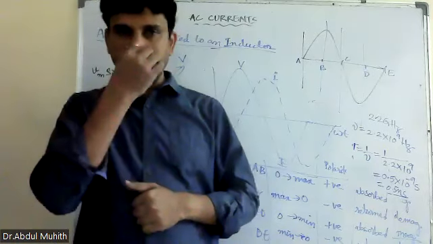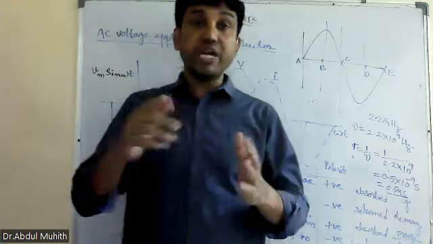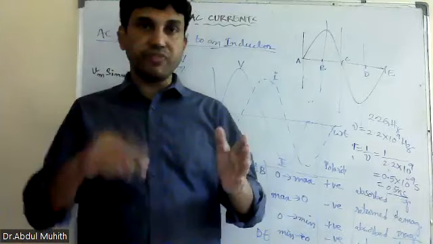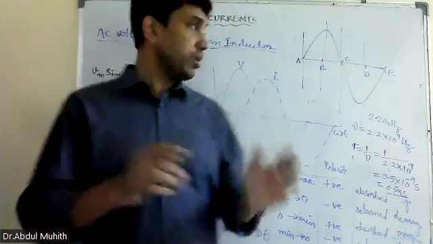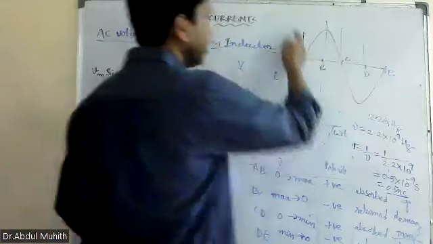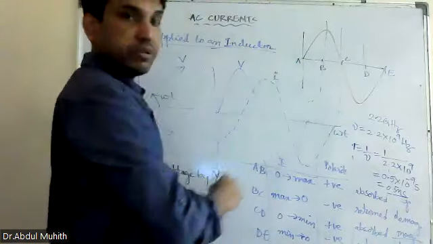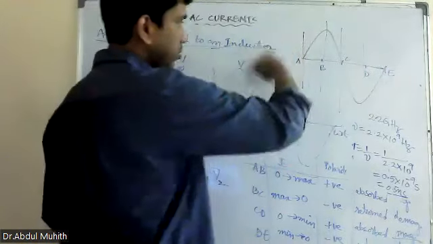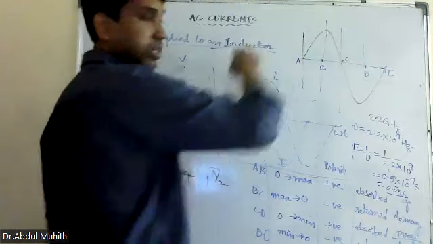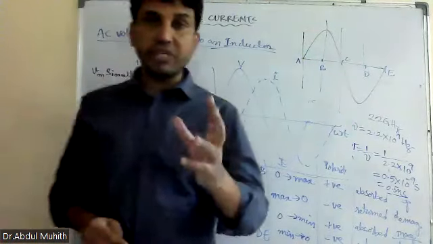Anyone? What is a phasor diagram? Representation of a wave on a circle. Representation of a wave on a circle is known as a phasor diagram. What happens when this is going up, it will move on the circle. Understood now? When it is moving like this, the particle will be moving on the circle. So that is said to be a phasor diagram.